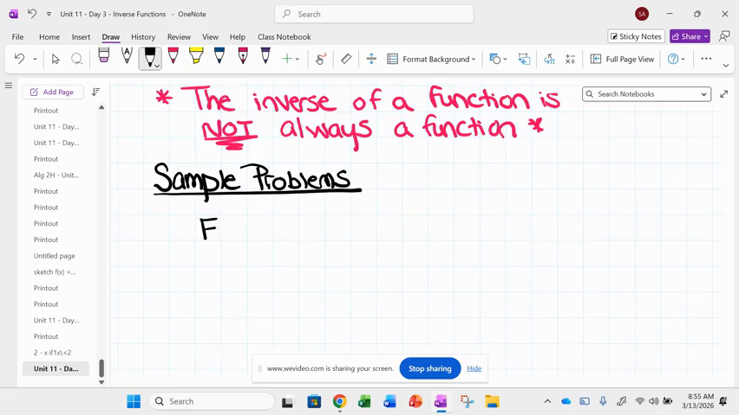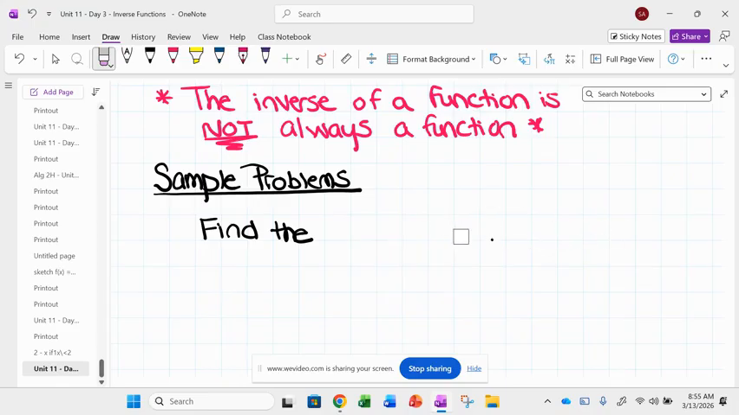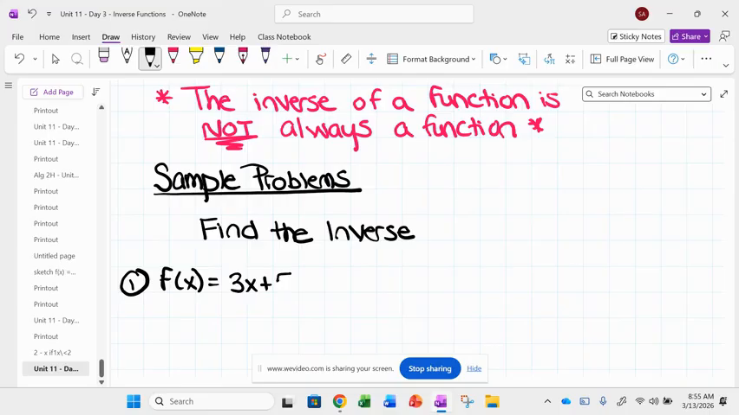So for all of these directions, I want us to find the equation of the inverse. Or actually, I'm not even going to just write the equation. I'm going to say find the inverse. Sorry. So here, if I have f of x is equal to 3x plus 5.